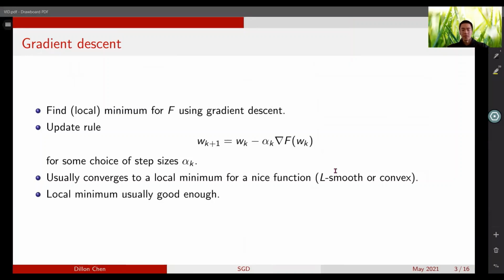So how do we usually find a good way to minimize the loss? This is usually hard to do analytically with computers, so we employ the idea of gradient descent. Gradient descent can be summarized by this one update rule, where for each iteration, we decrement our current w in the direction of the gradient, scaled by some step size a_k. For good choices of a_k, we can converge to a local minimum, which is a good enough way to minimize loss.